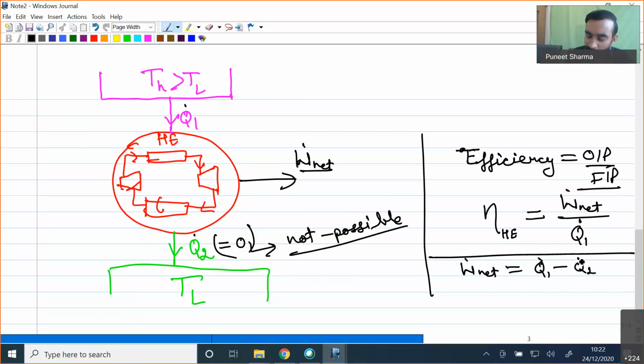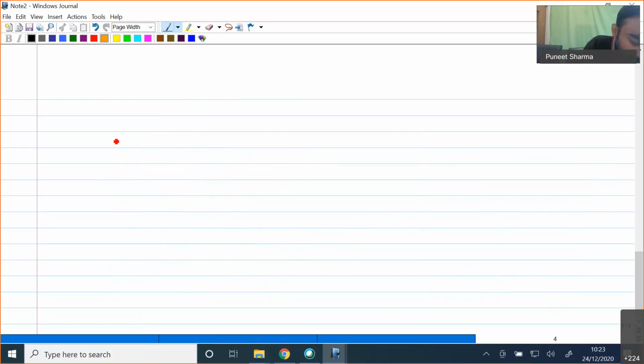Now I can write the efficiency of the heat engine as work, which I can replace with Q1 dot minus Q2 dot, divided by Q1 dot. So finally, I find that the efficiency of the heat engine is equal to 1 minus Q2 dot divided by Q1 dot.